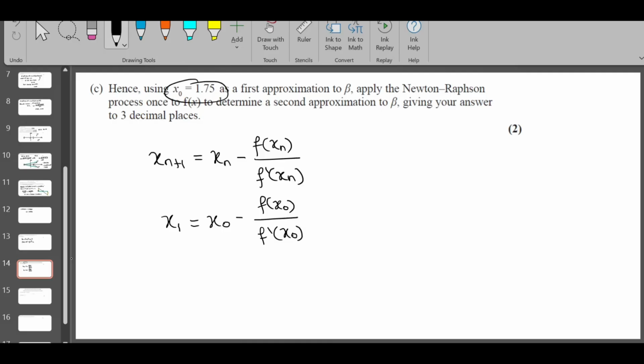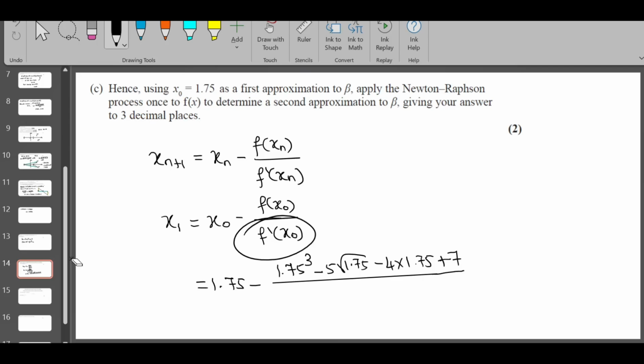x0 is 1.75, so 1.75 minus, you need to sub in 1.75 into the actual function, which is x cubed minus 5 root of x minus 4x plus 7, divided by, you sub in the value into the first derivative of the function, which is 3x square minus 5 over 2 x power minus half minus 4. Get the value, round it to 3 decimal place, that's all.